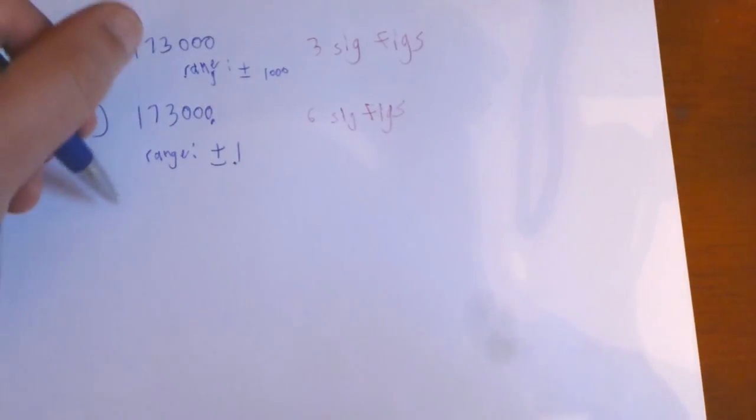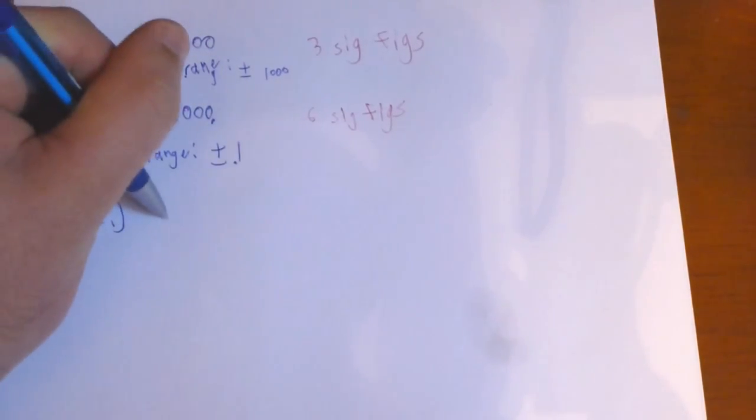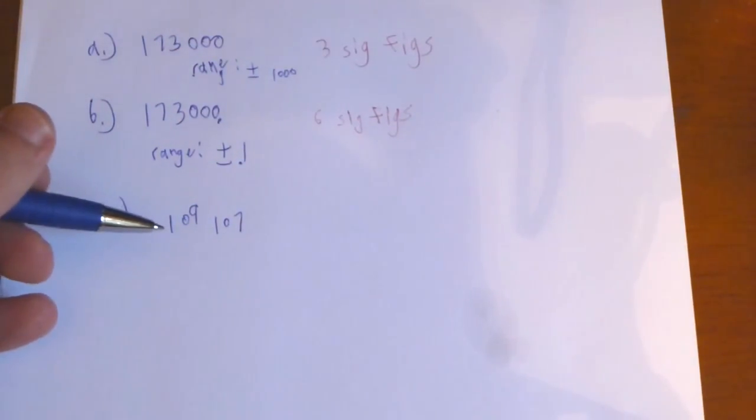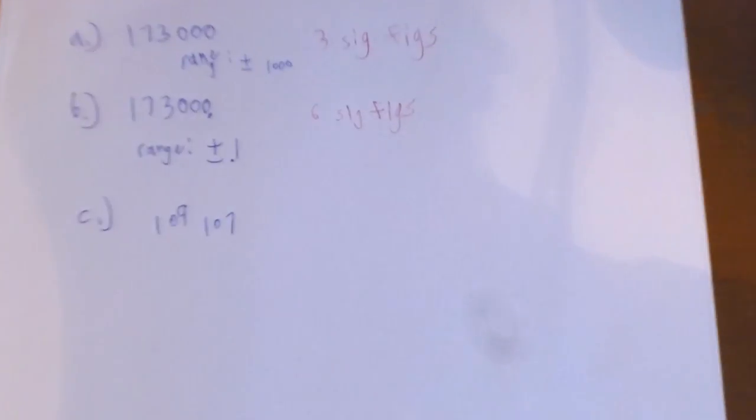Let me give you this example. C. 109,107. Now, how many significant figures are in this? Let me zoom in a bit. Now, there is no decimal point, notice, but we do have zeros. However, we count zeros in between whole numbers as significant. So this has 6 sig figs.